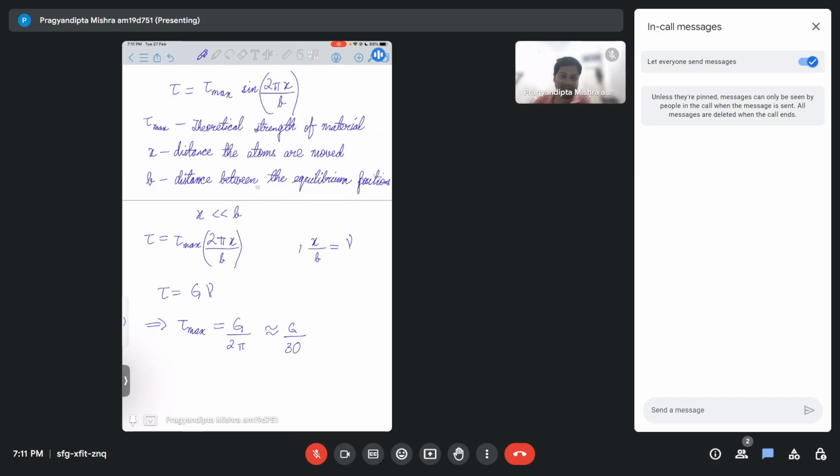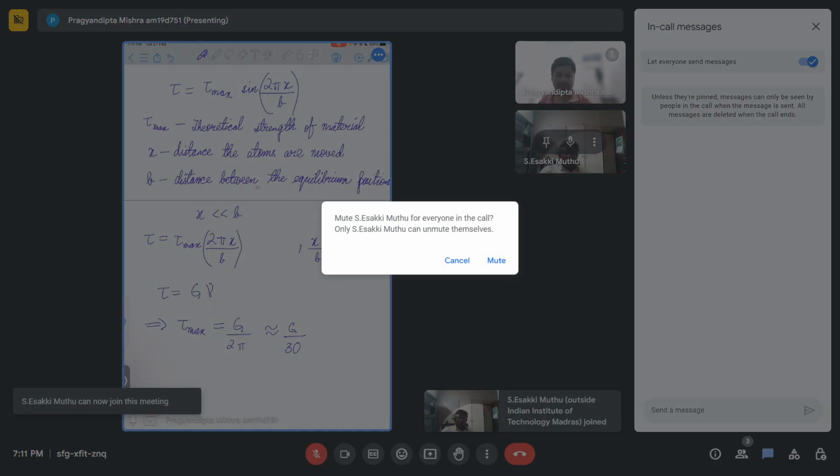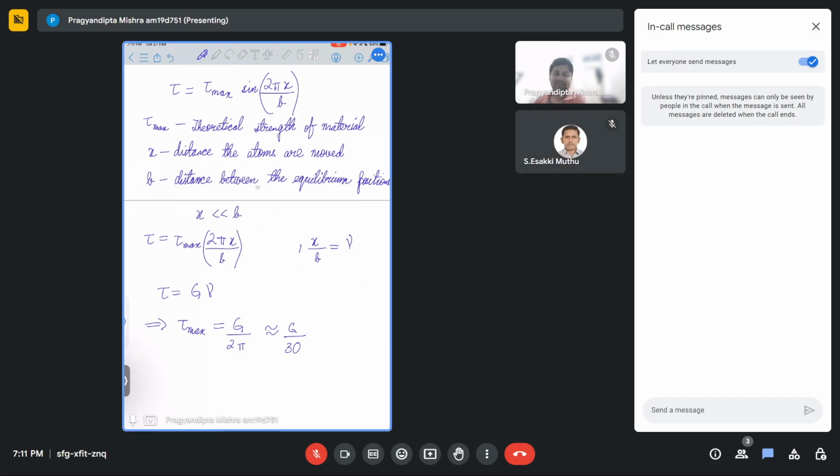However, what we see is in real life, this is not even close to the range in which this value would lie. Okay, this is not even close to the range in which the theoretical value would lie. Now, why is that the case? Because there are defects present in the material system, and that defect influences how this entire expression is going to be. And these defects which influence this strength value are known as dislocations.